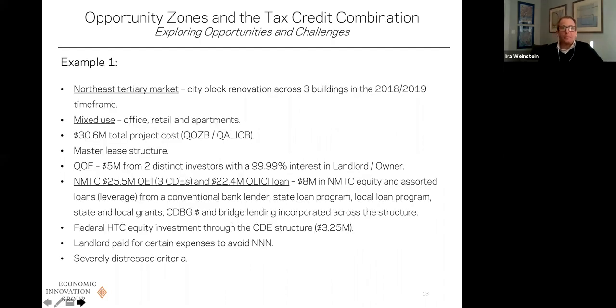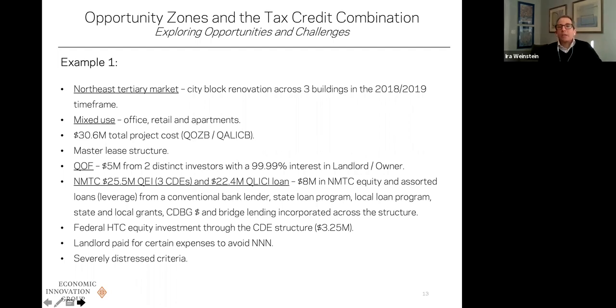Next slide. I'm going to run through these quickly, but what's important as we think about the geography is that the first one was a Northeast tertiary market. I think it's interesting because we have a tertiary market, a secondary market, and a primary market, so you see the variety in geography among transactions that are currently using the combination of these programs. This was a city block. It was 3 different buildings, and it was done prior to regulations being final. It is a mixed-use project, with office, retail, and apartments, and it was over $30 million in total project costs.